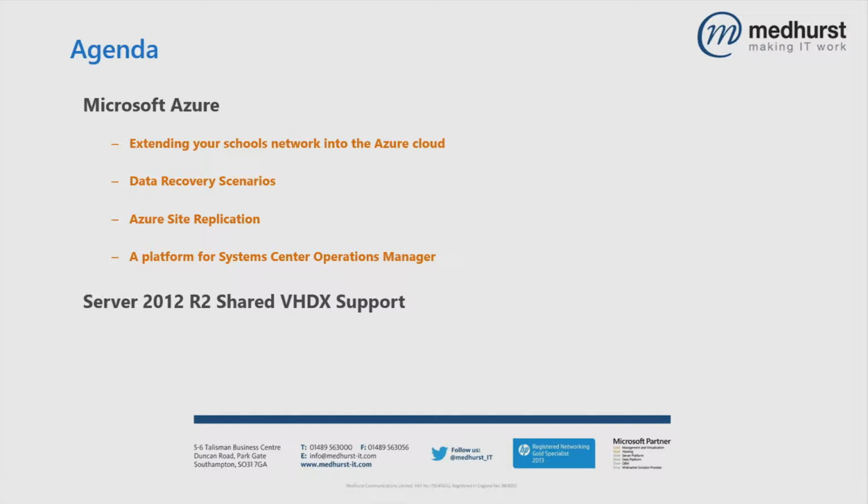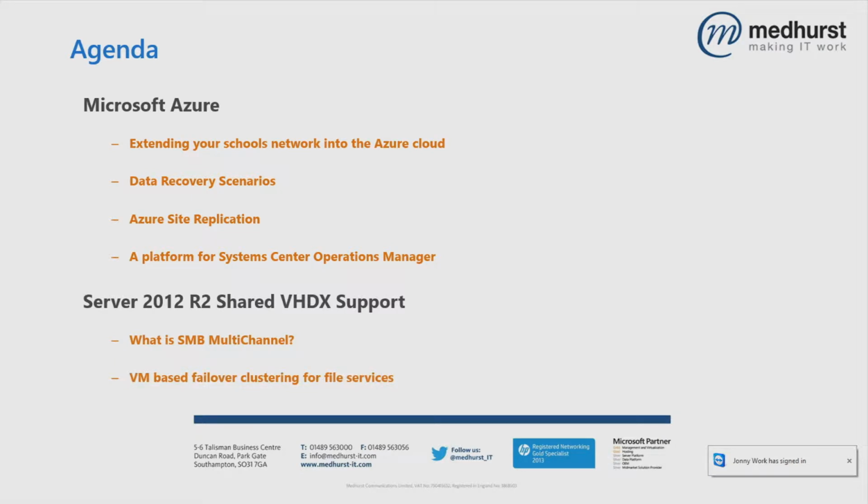Then we're going to do a couple of things on shared VHDX support. Who's heard of shared VHDX support in Windows 2012 R2? So we've got one person. Okay, brilliant. So I'm just going to introduce you to some of the things you can use that for. In this example, we're going to talk about file services. What happens when your file servers go offline? How can you bolster that? How can you make those more available?